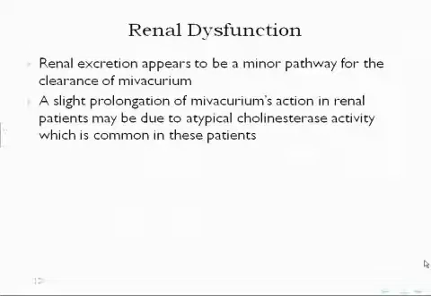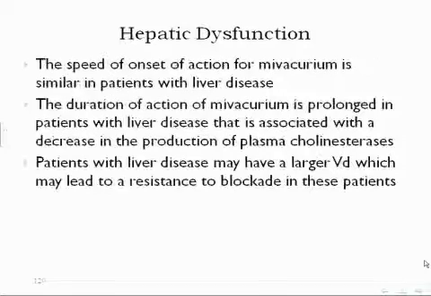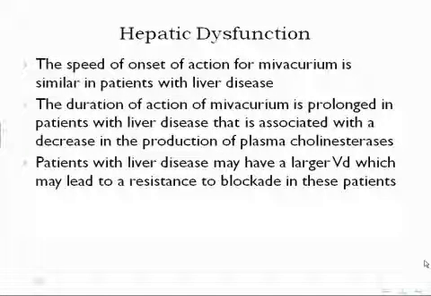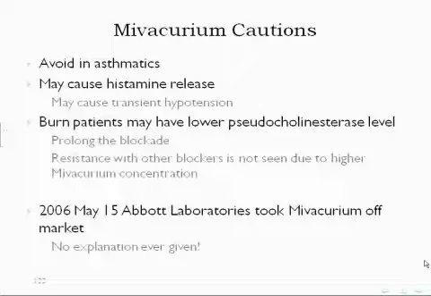In renal dysfunction, it appears to be a minor pathway for clearance, so you can use it in renal disease, not a problem. Hepatic dysfunction really can be an issue if you have pseudocholinesterase deficiencies, and in that case, you can have a problem with this drug. And you need to avoid it in asthmatics because it causes a significant histamine release. That's really why it went off the market. Okay, it caused too much histamine release. It was a nightmare. And when you tried to use it at high doses, you couldn't do it. In 2006, Abbott Labs took mivacurium off the market.